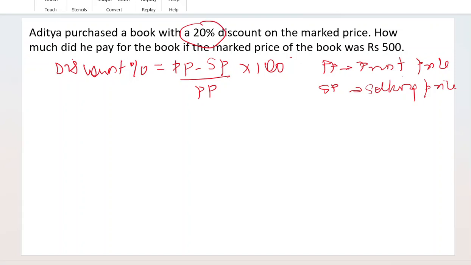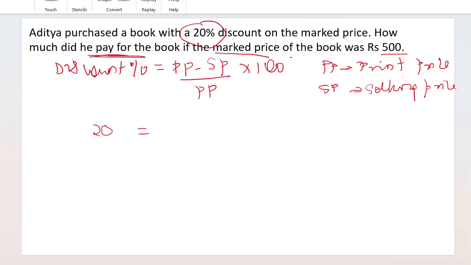Now, it is said Aditya purchased a book with 20% discount. That means the discount percentage is given to us. Now, 20% is given. How much did he pay for the book? That means we are told to find the selling price of the book, and we are given the marked price.